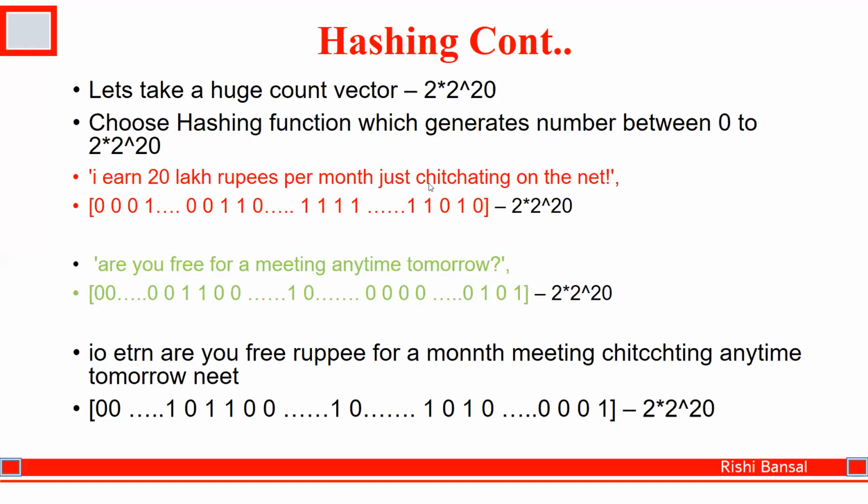Okay, so now we are taking again the same example. On the screen, you can see the red sentence and the green sentence. Now in hashing, as I said, we decide previously what our bucket size will be. Here we took a huge bucket, like 2 to the power 20, something like that. We took a huge bucket size.